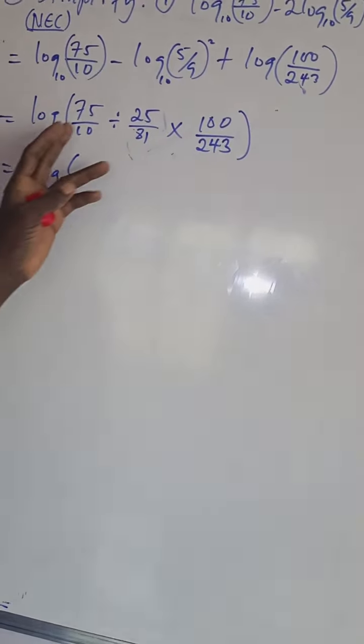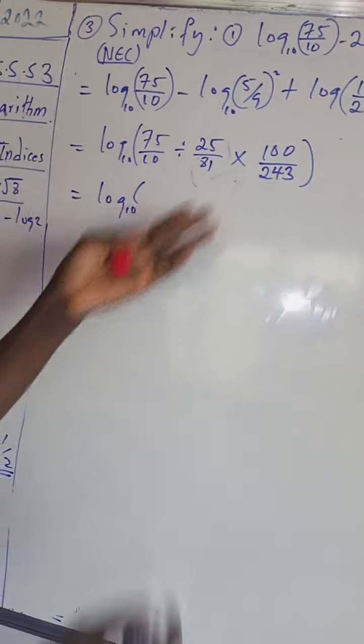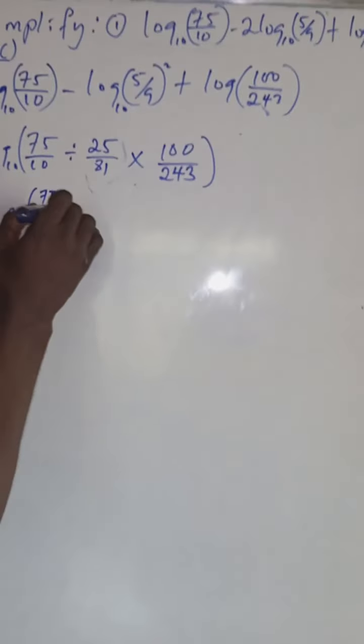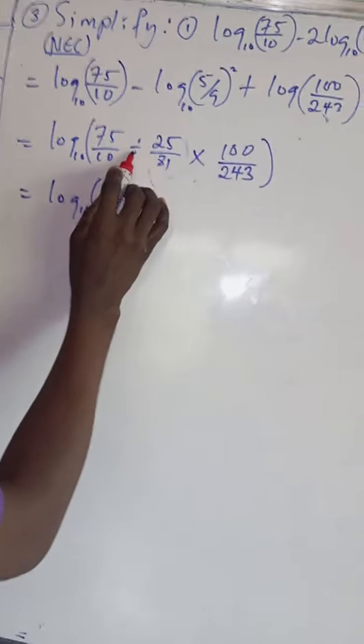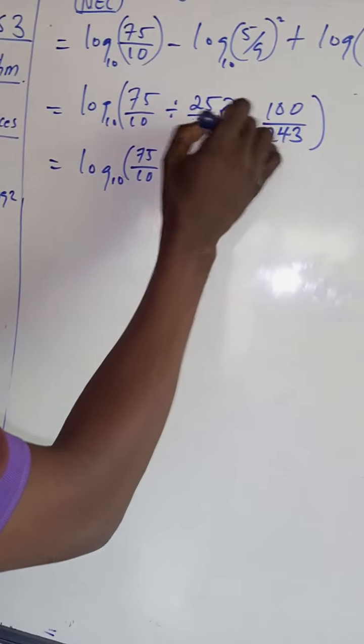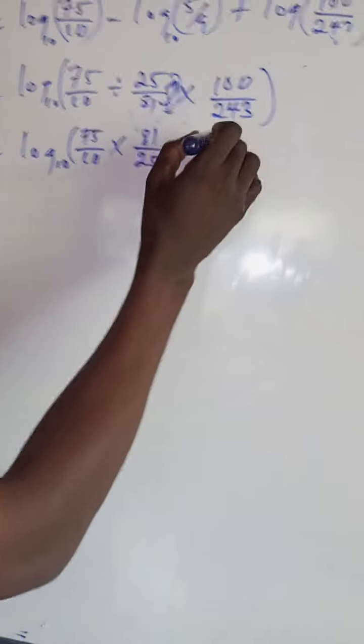I don't advise students to start dividing where you just apply a particular thing. You rewrite it, then you can now do your cutting. And also, this is division. To change to multiplication, this will reciprocate. So it's going to be 81 over 25 multiplied by 100 over 243.